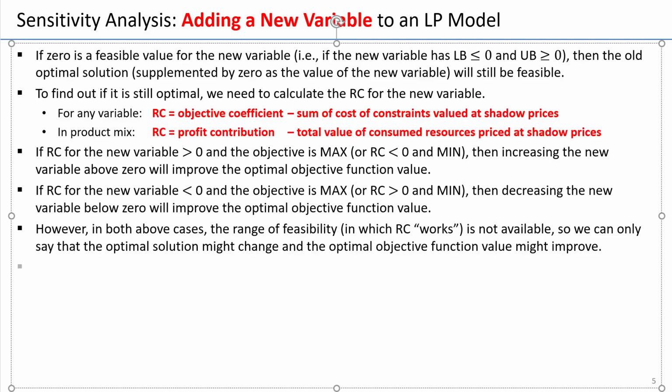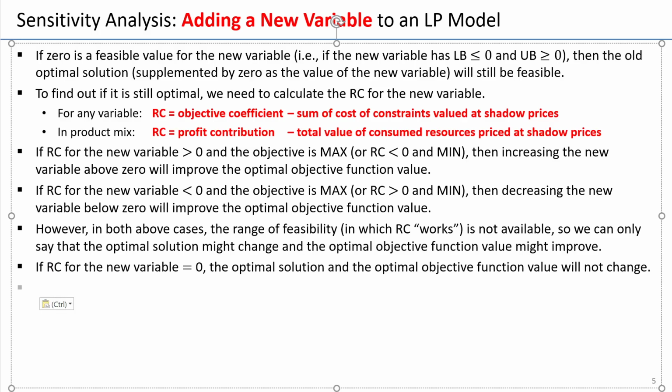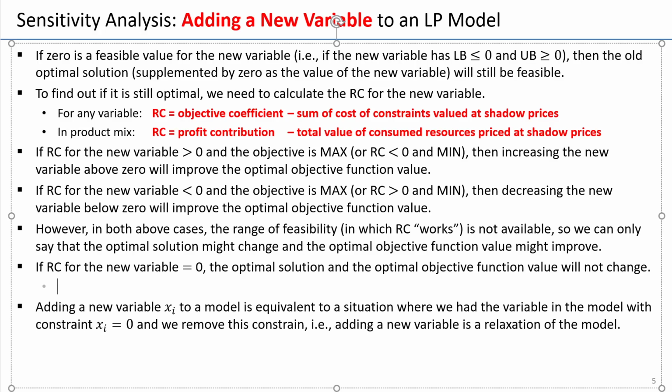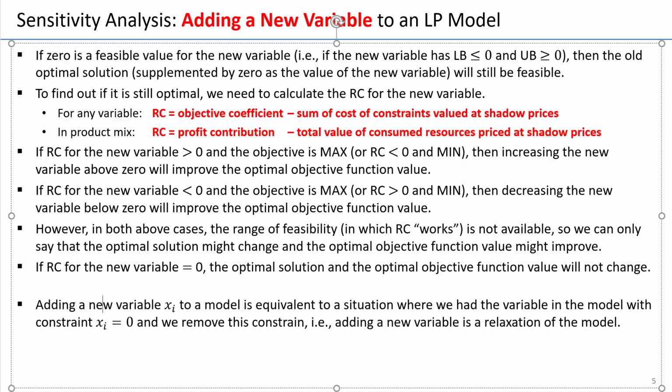And of course, we need to consider the fact that if the reduced cost for the new variable is 0, the model is indifferent to increasing or decreasing the new decision variable. So that means the old optimal solution should still be optimal, and the optimal objective function value should still be the same, right?